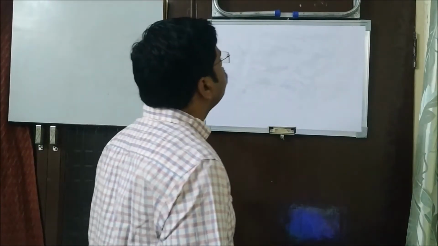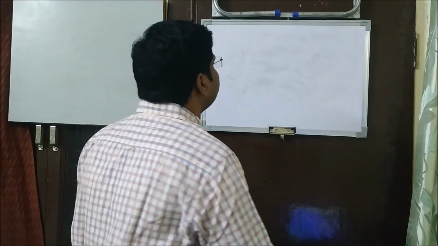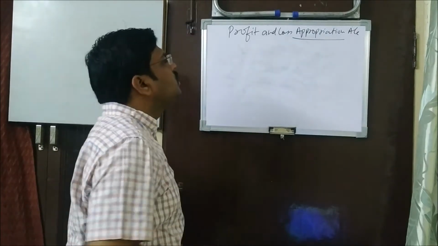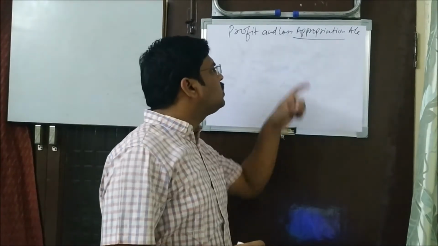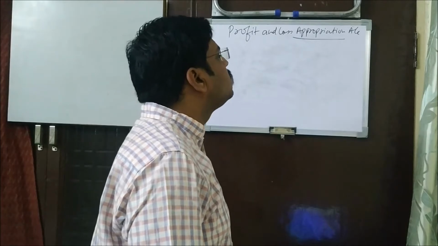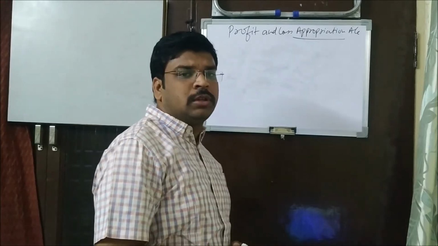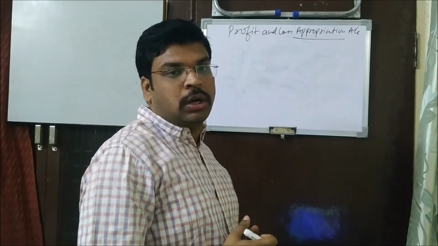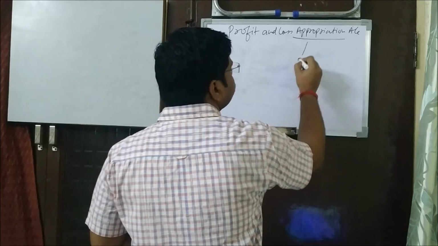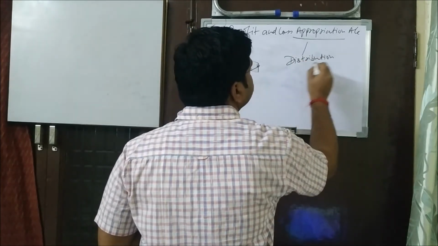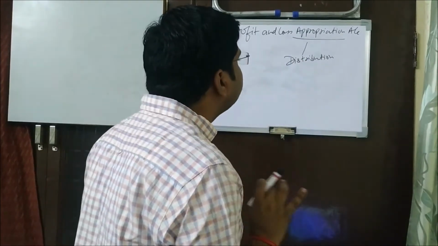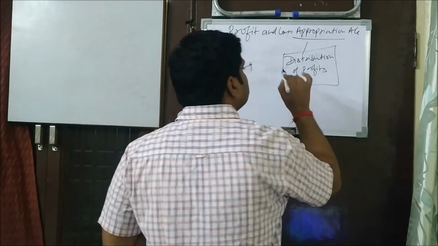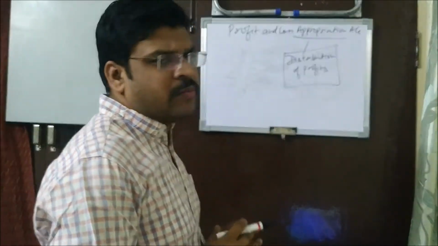Now let's move on to another topic of today's session, that is profit and loss appropriation account. You already know the meaning of profit and loss. Now you need to understand the meaning of this new term, which is known as appropriation. You need to understand the meaning of this, otherwise it is going to trouble you a lot. Appropriation means distribution, nothing else. It means distribution. And distribution of what? Distribution of profit. This is the only reason why it is prepared.